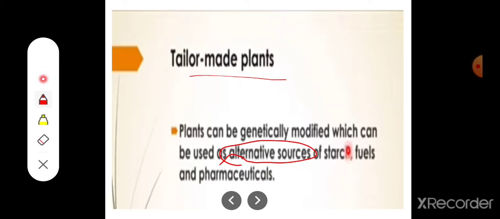Right, so suppose there is a plant which can produce a higher amount of starch which is used in industry. Then they can form a genetically modified plant in such a way, and they can make use of the starch which the plant produces.